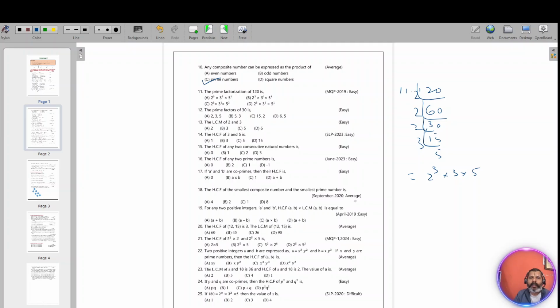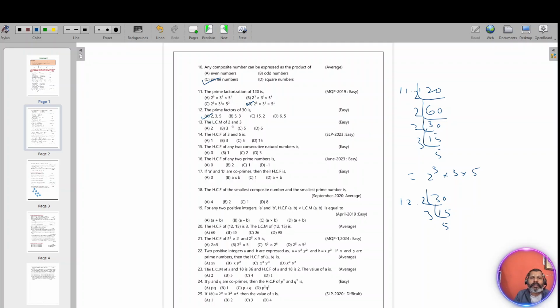If you have one default, you can select that also. Just check out the options properly because 3 to the power 1, 5 to the power 1 will be there. The prime factors of 30. 30 is 6 into 5, 6 is 2 into 3. So it will become like this: 2 15s are 30, 3 5s are 15. 2, 3, 5 are the prime factors.